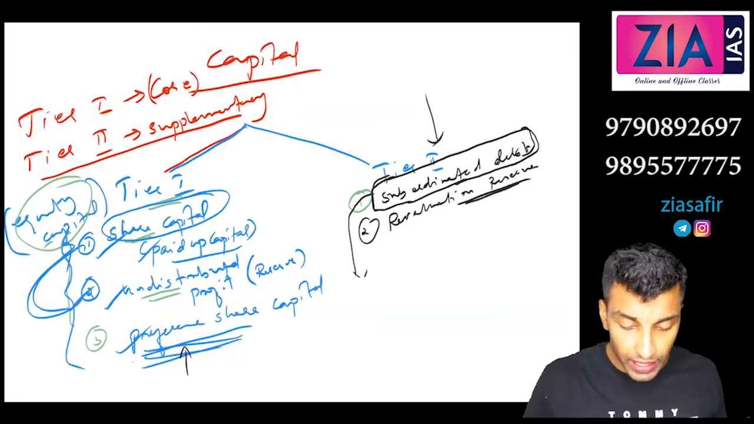What I'll do is explain these Tier 1 and Tier 2 in a balance sheet. Balance sheet means what? It is a statement of assets and liabilities of a company. So on one side you will see assets.